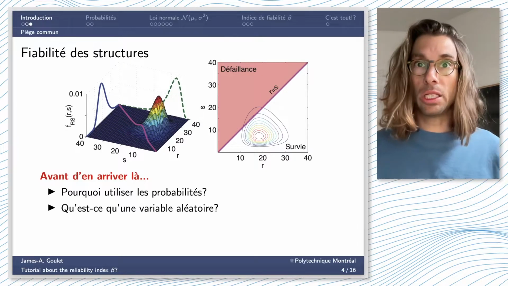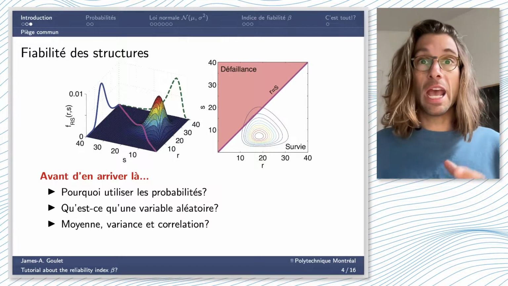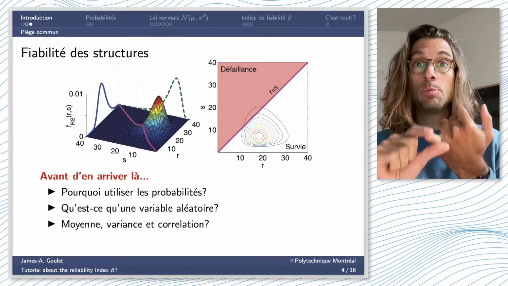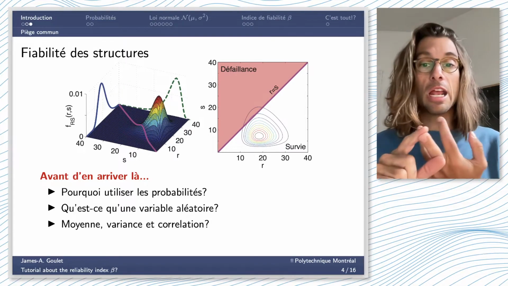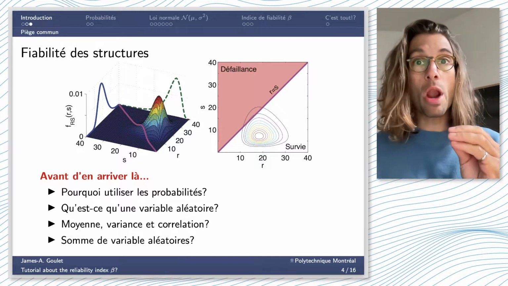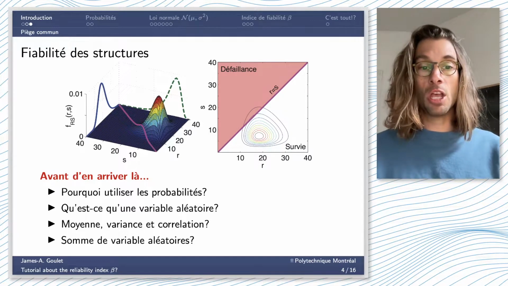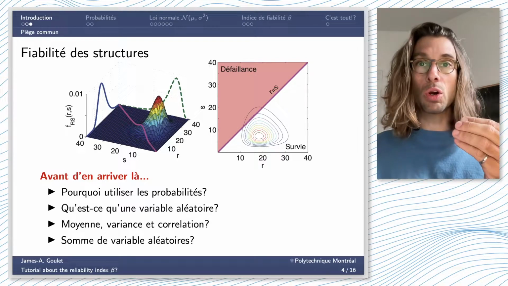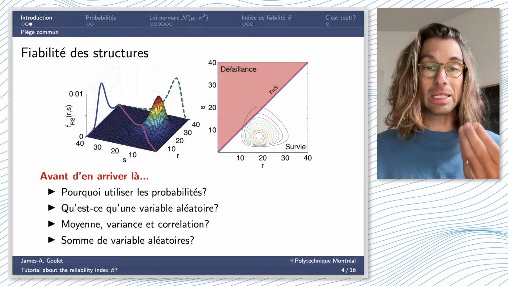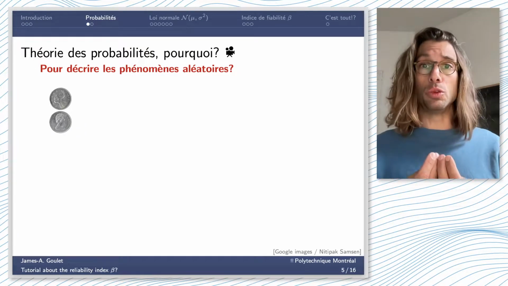Then, if we want to use probability theory, how do we use it? Using random variables. And in order to define random variables, core concepts are the expected value, variance, and correlation coefficient. We're going to go through them. And finally, what happens if we try to have the sum of random variables? So we're going to go through these 4 core concepts so that you can understand where that reliability index comes from. First thing, why would we want to use probability theory?